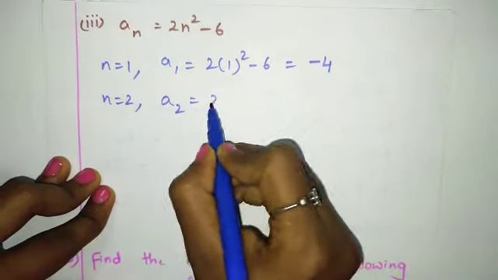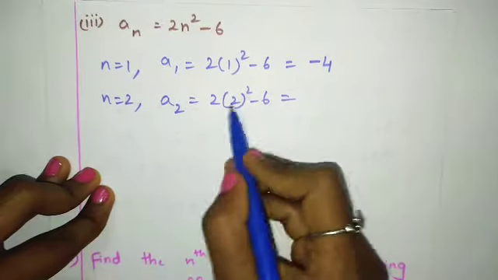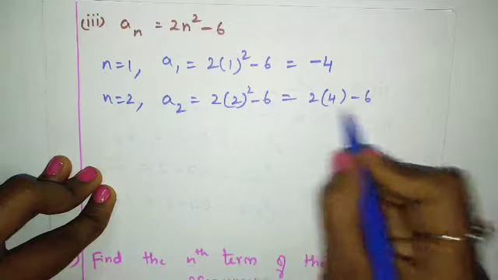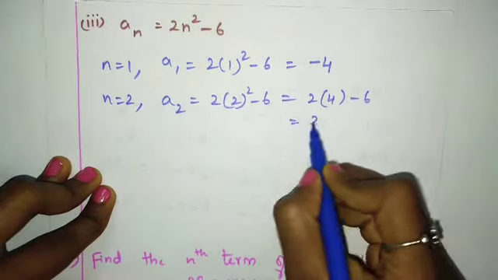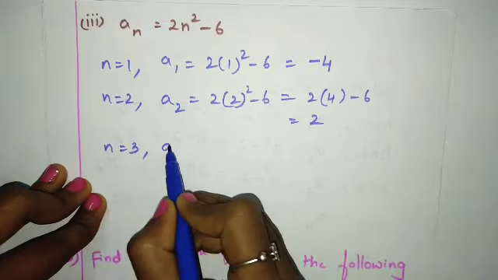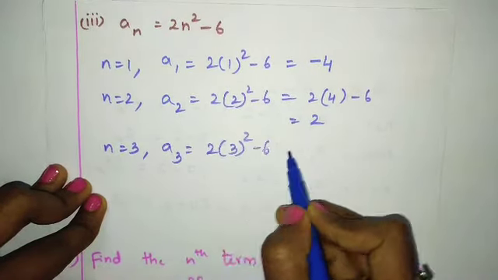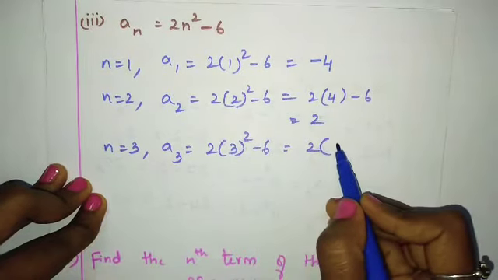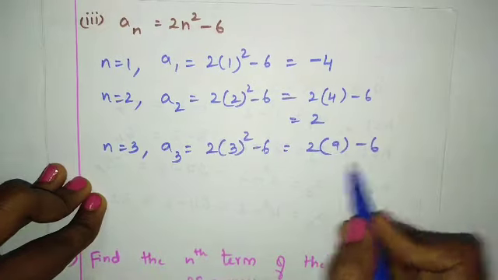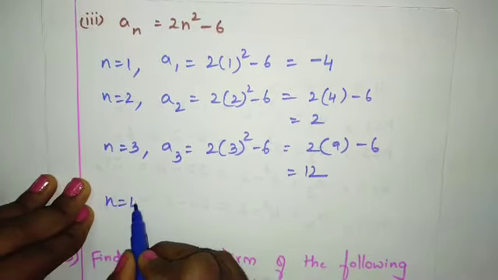Next, n is equal to 2. A2, that is 2 into 2 square minus 6. That is 2 into 4, which is 8, minus 6. So 8 minus 6 is 2. Next, n is 3. That is A3 is equal to 2 into 3 square minus 6. That is 2 into 9 minus 6. 9 2s are 18. 18 minus 6 is 12.